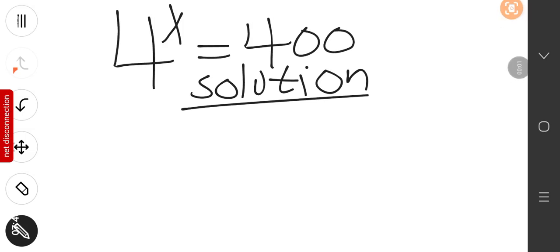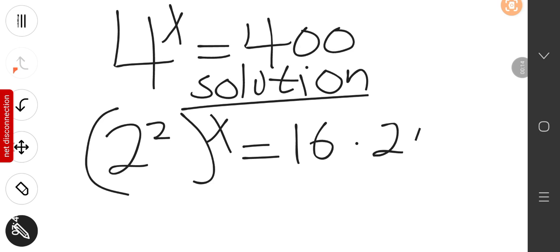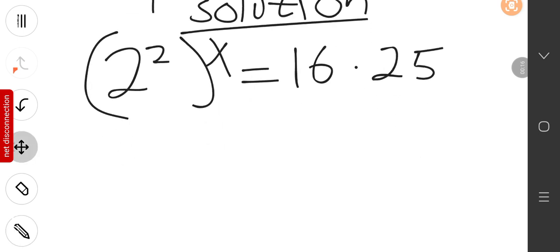We have 4 exponent x equals 400. Okay, so our equation becomes: 4 can be written as 2 exponent 2, and 400 can be written as 16 times 25.